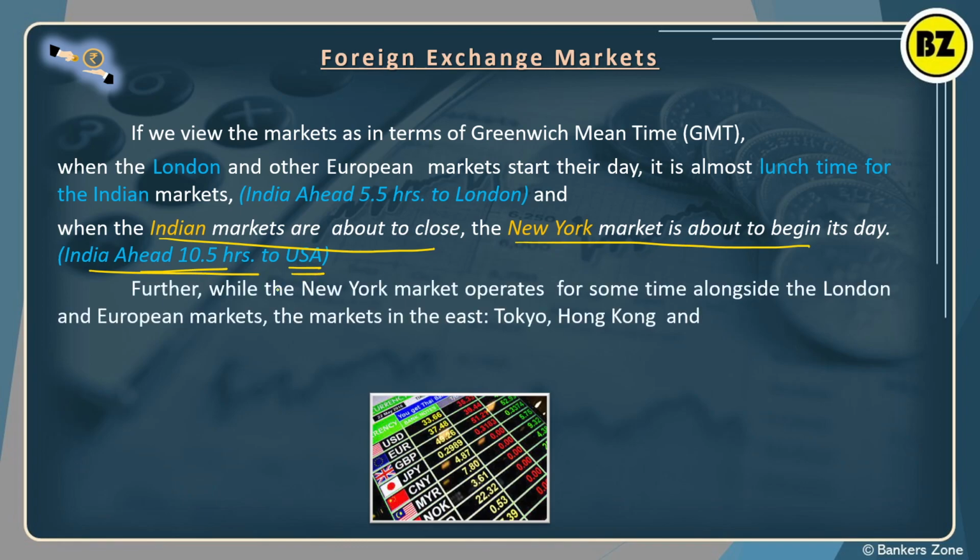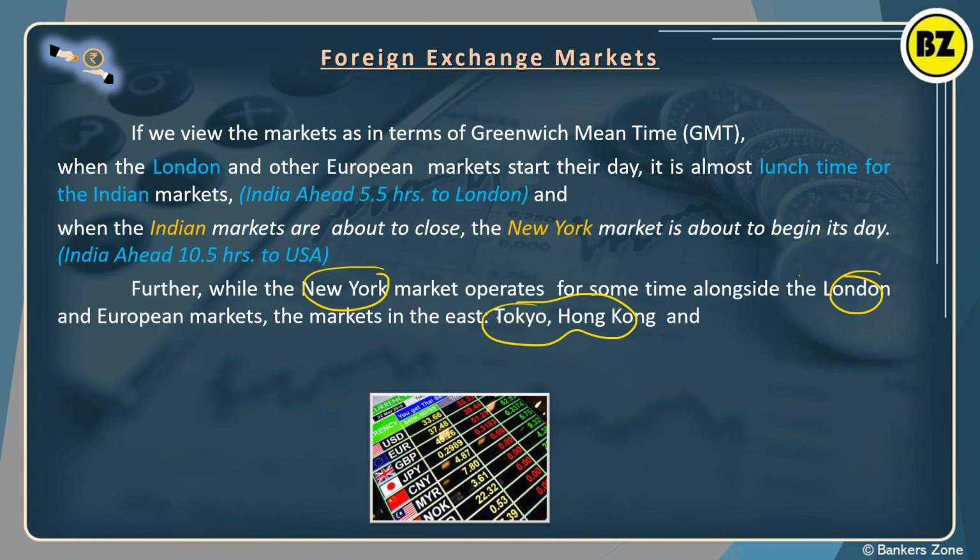Further, the New York market sometimes operates alongside the London and European markets, and the markets in the east, say Tokyo and Hong Kong. So what do I mean by that? See, there is some time difference between New York, London, and Tokyo, Hong Kong also. But sometimes they will operate alongside, so there is some time when their times of operation will coincide.